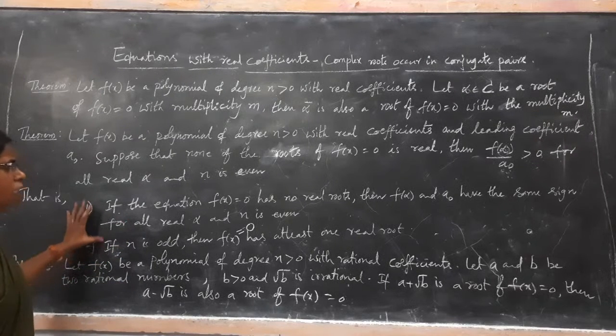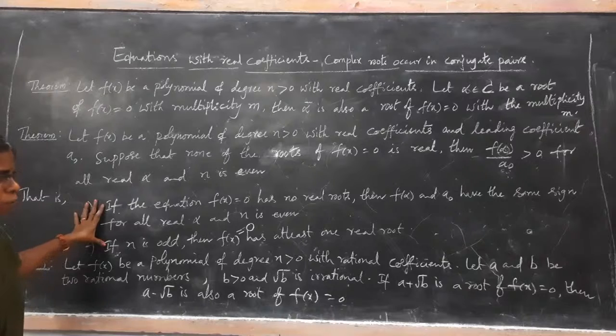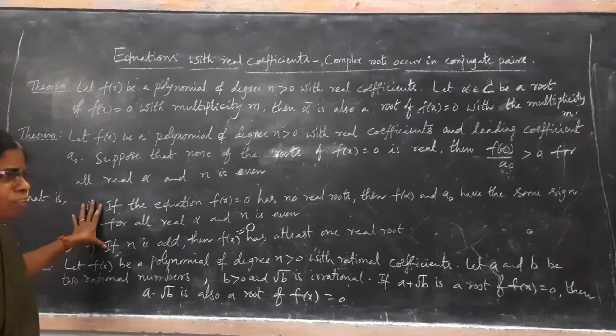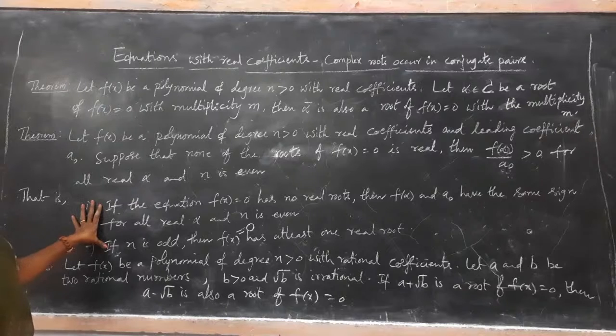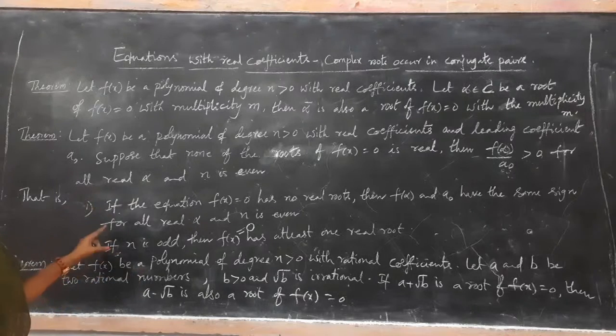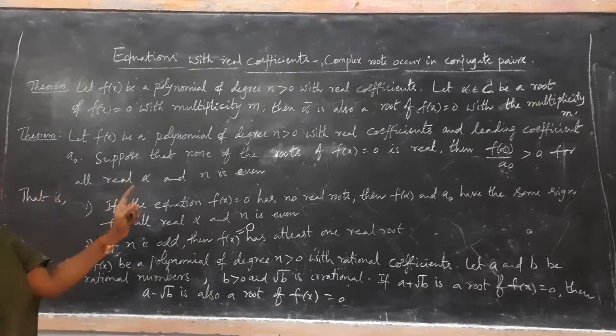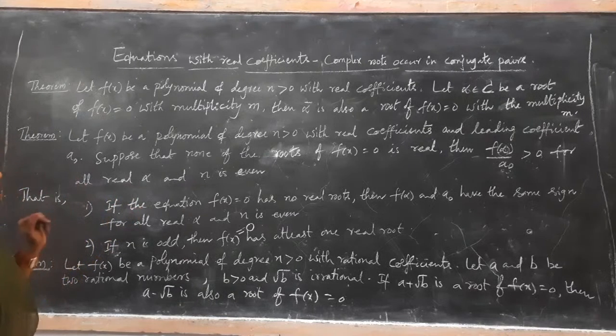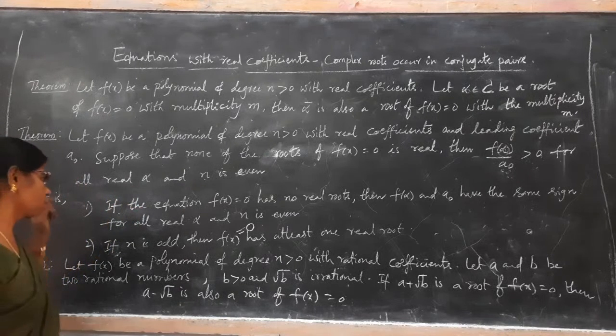So this is the concept related to complex roots. Very simple. If alpha is a root, then its conjugate alpha bar is also a root. Before that you have to check that your f(x) has all real coefficients. All coefficients should be real. Okay, that is what it says.